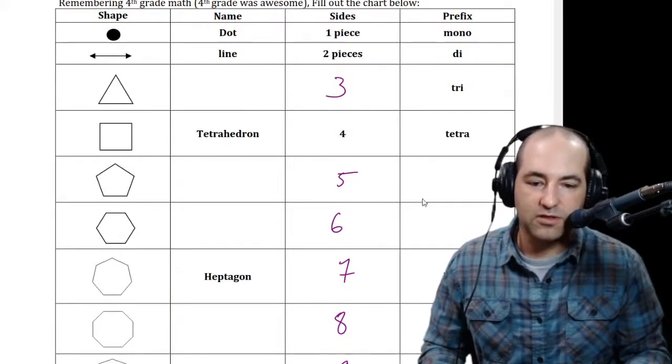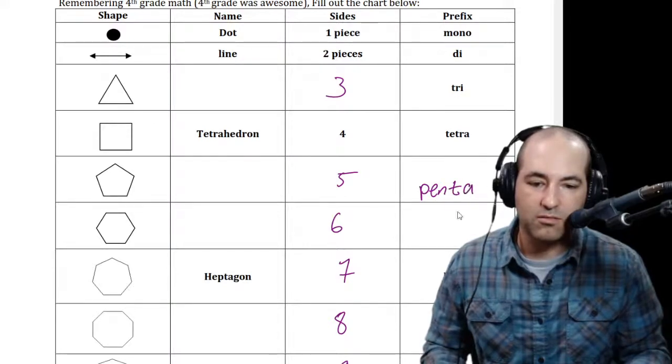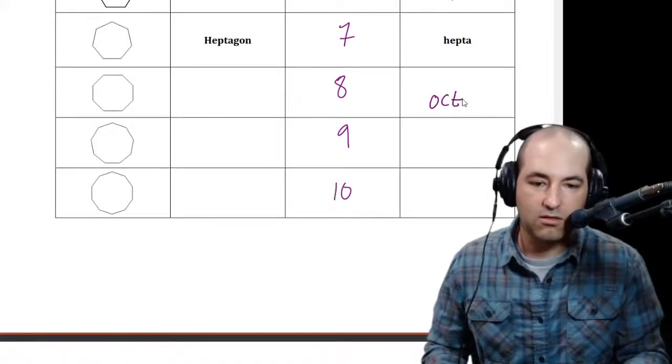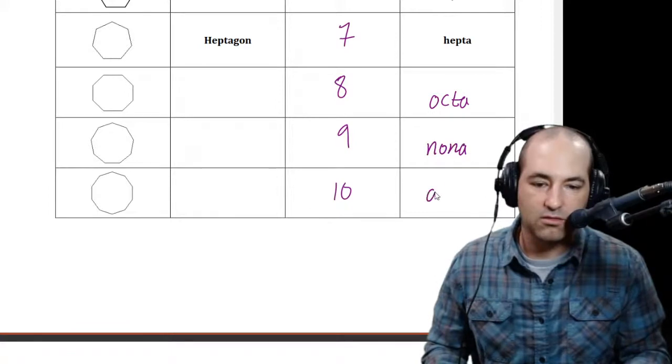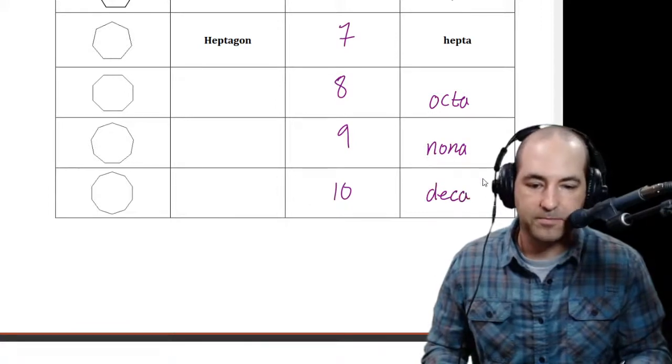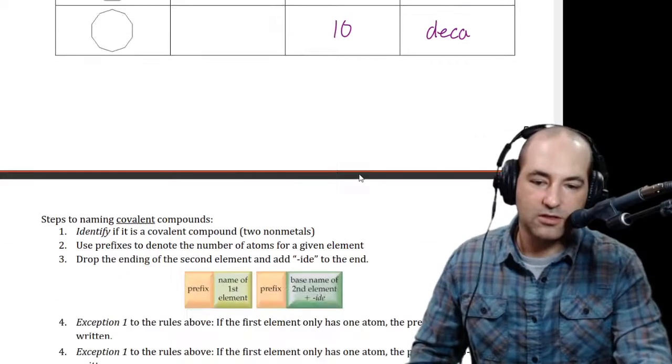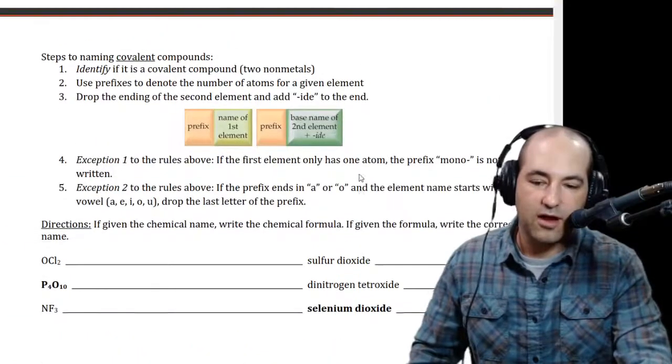And those prefixes are going to be penta, hexa, hepta, octa, nona, and deca. And so we're going to use those same prefixes to talk about the compounds.